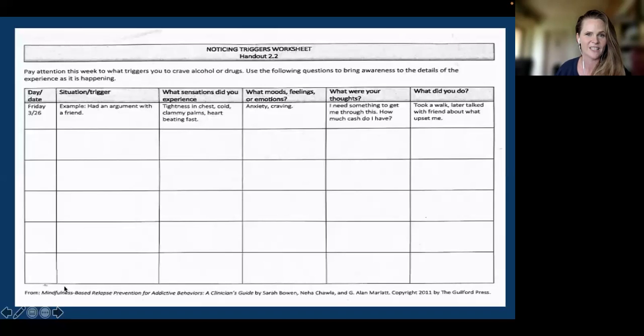And the corresponding intervention in MBRP is the Noticing Triggers worksheet. And this is something that they're supposed to fill out every week. And they're noticing the situation and the trigger. It breaks it down a little more finely into the sensations, the moods, feelings, and emotions, and the thoughts. And then also, what was their response? So you can see same basic idea, but with much more of a focus on the mindfulness of the experience of that present moment with the emotions, the thoughts, and the experience.